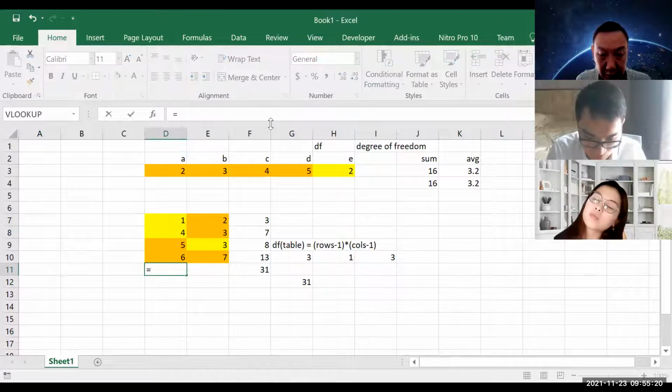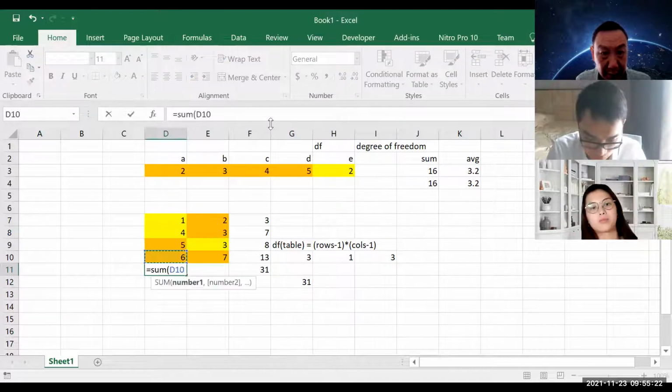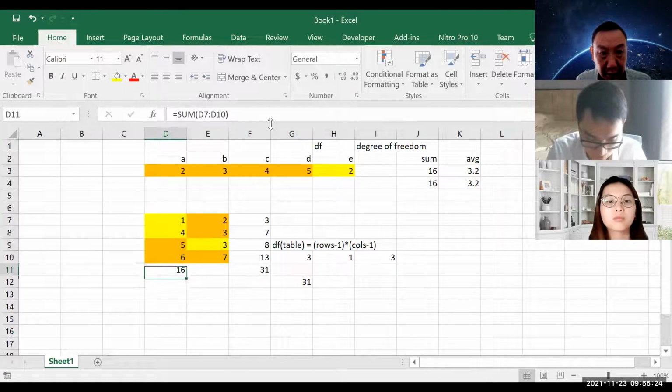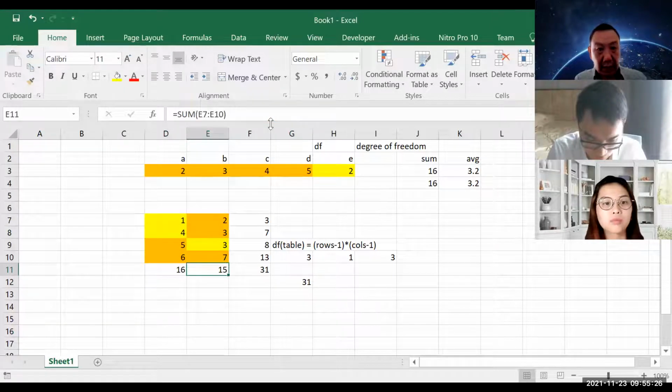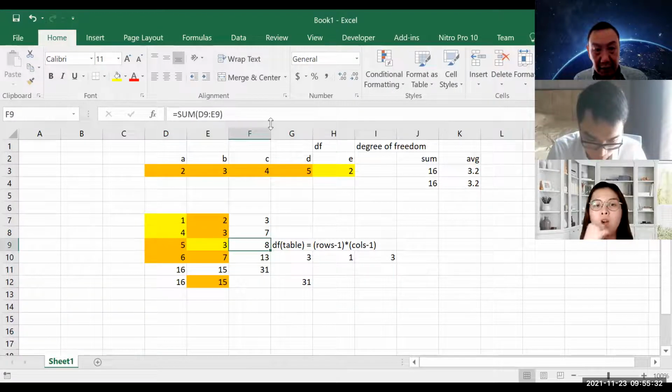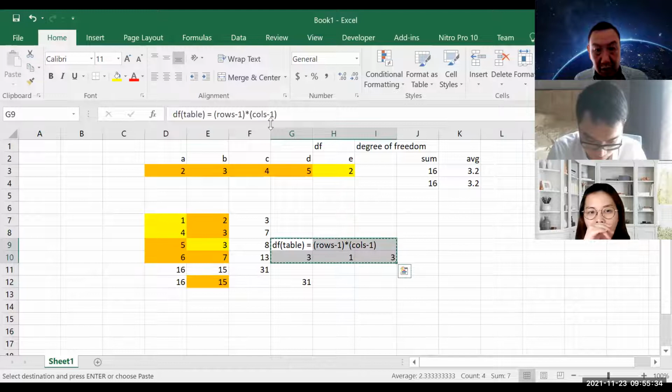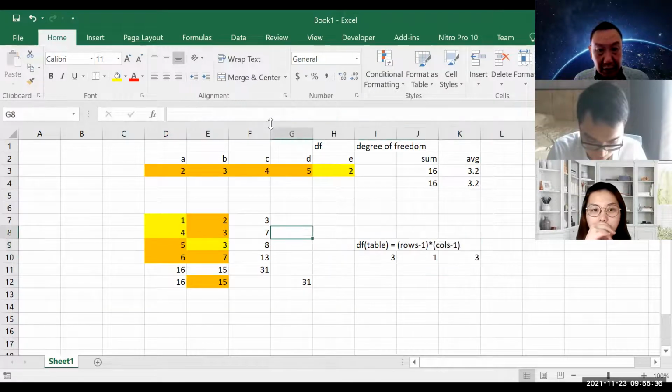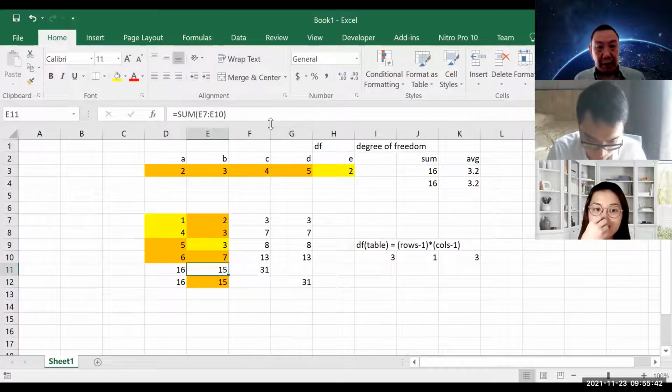Okay, so this is the sum. So this is 16, this is 15. So I will move this out there. This is supposed to be 3, 7, 8, 13. Okay, so now I delete this one.